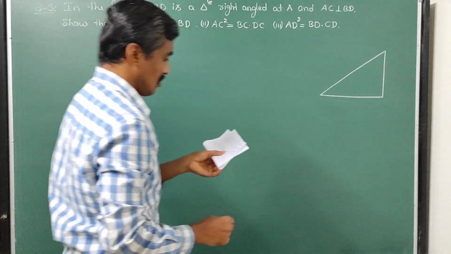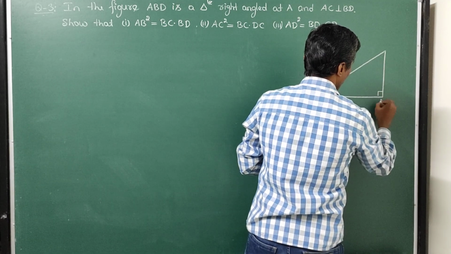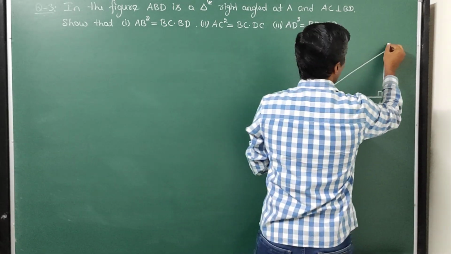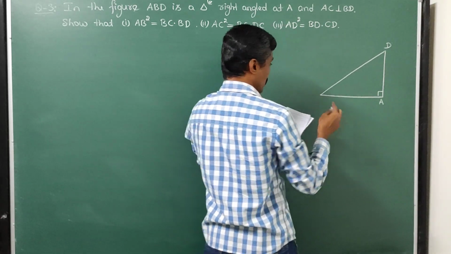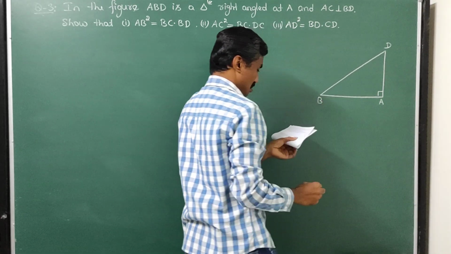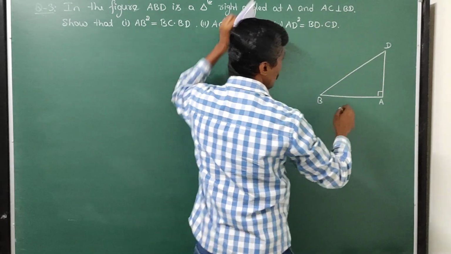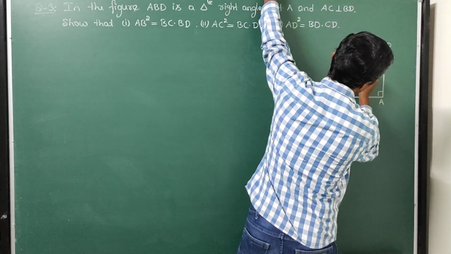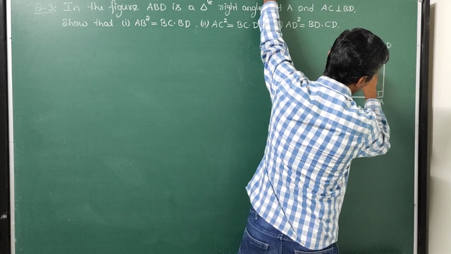ABD is a triangle right angled at A. So D is at the top, then B is at the base. So AC is perpendicular to BD. So draw AC perpendicular to BD.